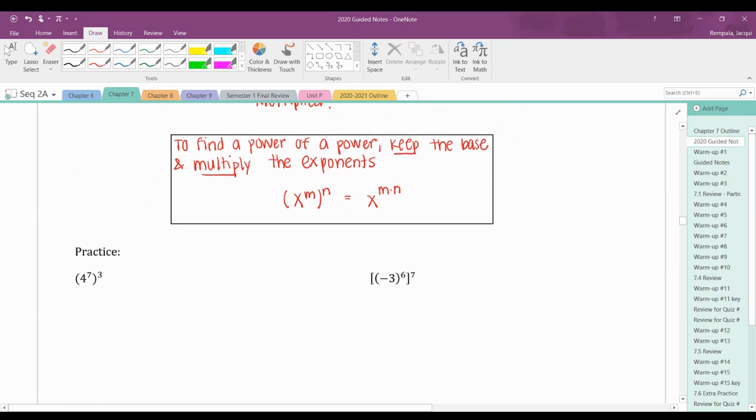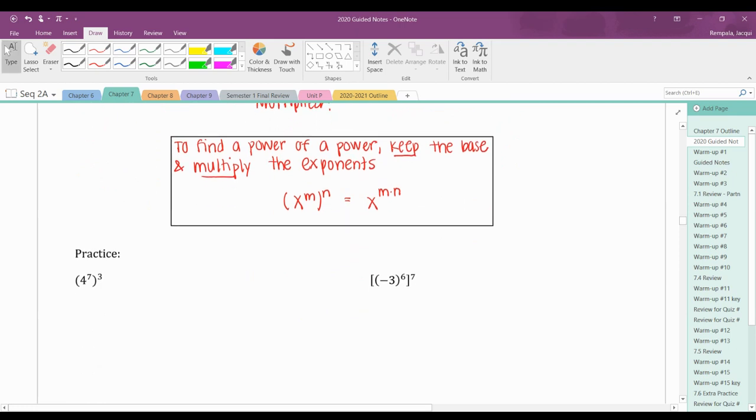All right, so let's take that idea and let's do some practice. Notice that we have 4 to the 7th power being raised to the 3rd power. So hopefully we're okay with noticing that 4 is the base. In our directions, we are to keep the base. So 4 is going to stay as it is. But because we have a power to a power, we are going to multiply those exponents together. Well, 7 times 3 tells us that we have 4 to the 21st power.